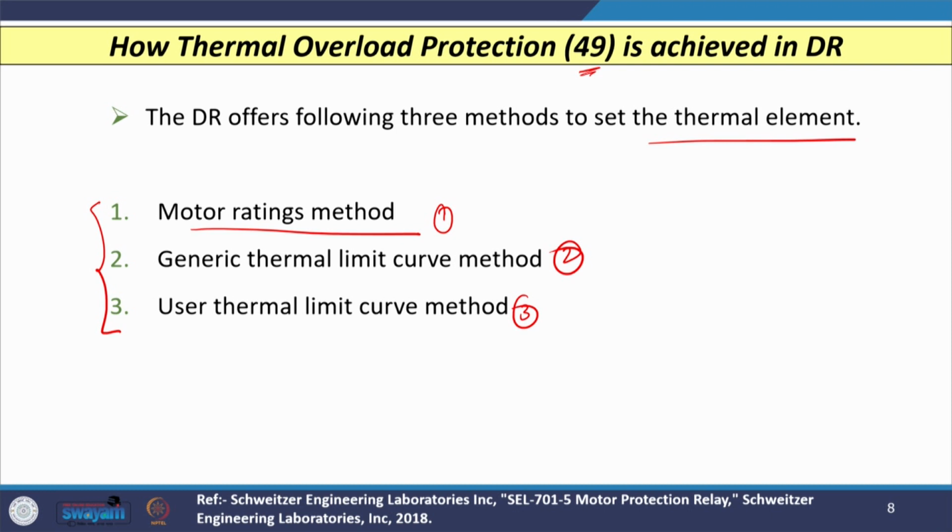So, different manufacturers provide maybe 50 to 70 curves, and depending upon your application and current and rating, you have to select a specific curve, and accordingly the relay will automatically calculate the value of this percentage Tc. The third is the user thermal limit curve method, where you need to enter your own curve, and based on that the relay will carry out the calculation and decide the setting.